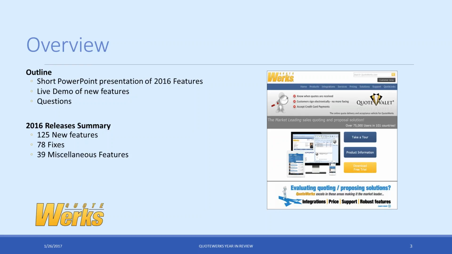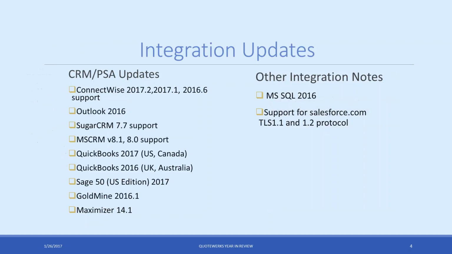So in 2016, we had over 125 new features, 78 fixes, and 39 miscellaneous features. The new features are going to range from specific industries to just general QuoteWerks features, and we're going to go over those so that everyone who uses QuoteWerks can benefit, while some of them may be specific to an industry or part of the program.